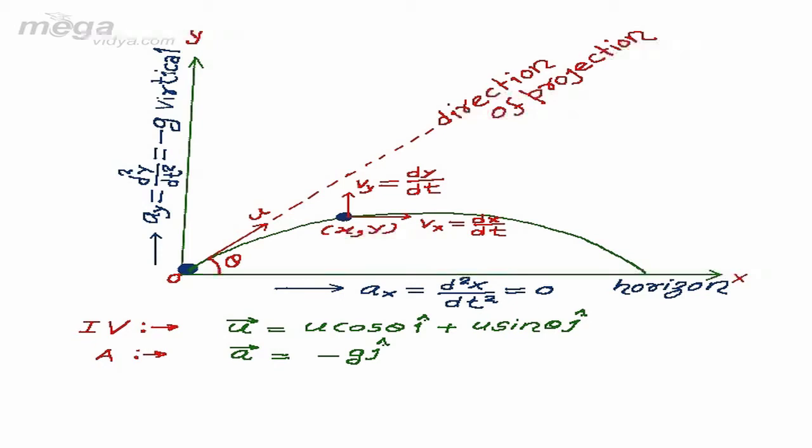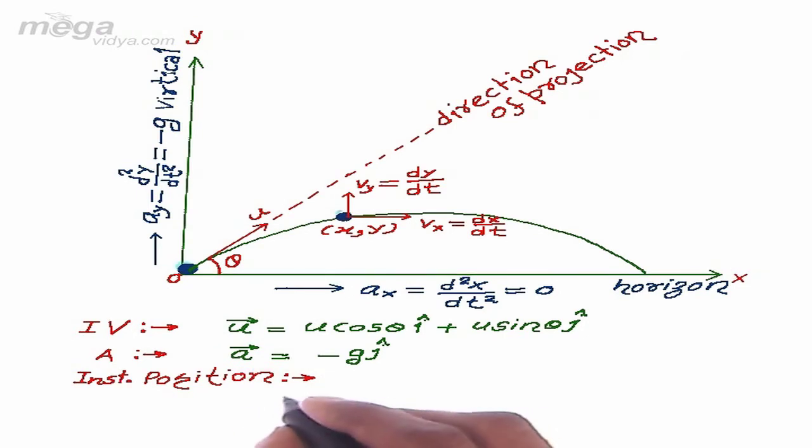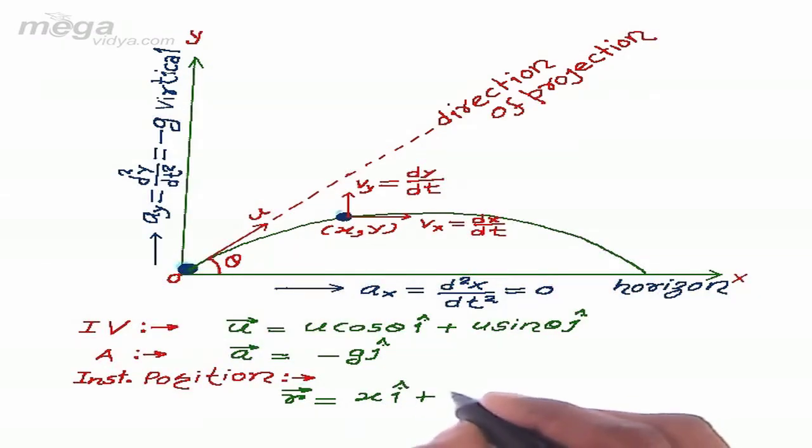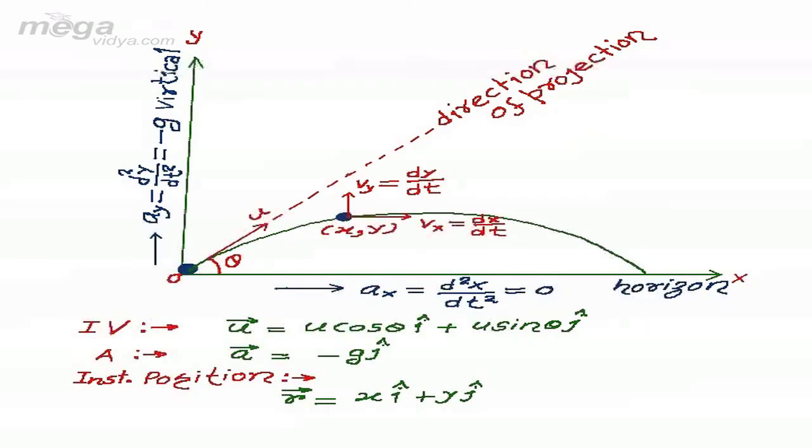If we want to write the instantaneous position of the projectile, then we can write this instantaneous position to be, say, vector r, which can be expressed in its component form x i cap plus y j cap. Here x is the position coordinate of the projectile along the x direction and y is the position coordinate along the y direction. So, by knowing all these three basic requirements, we can solve any mathematical problem related to projectiles.